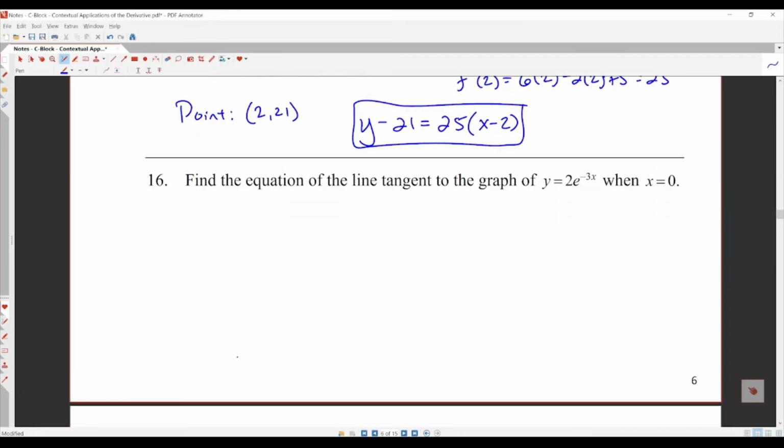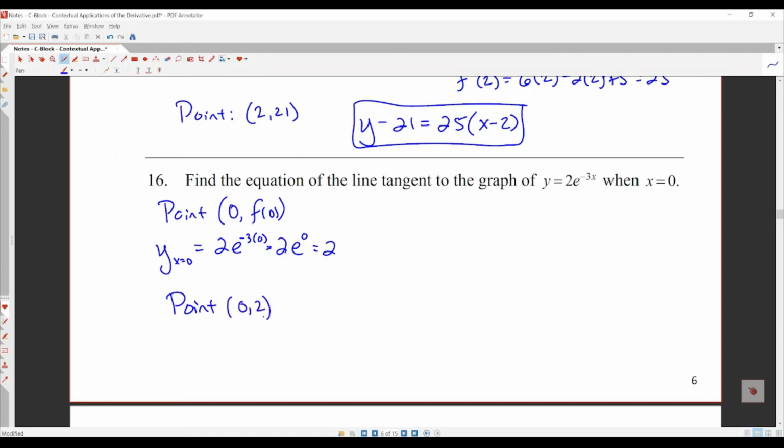Then we do the same thing. I mean, this is exactly the same. It's just an exponential function. So I have x equals 0. So my point is going to be (0, f of 0). Let's go ahead and do that. So y, whenever x equals 0, is 2 times e to the negative 3 times 0. Negative 3 times 0 is 0. e to the 0 is 1 times 2 is 2. So I get (0, 2).